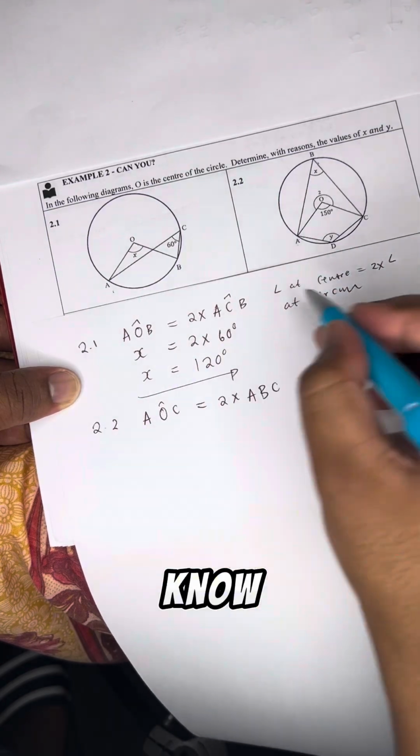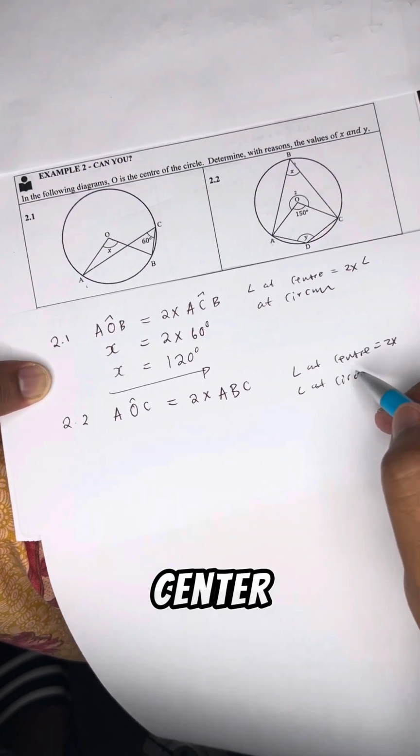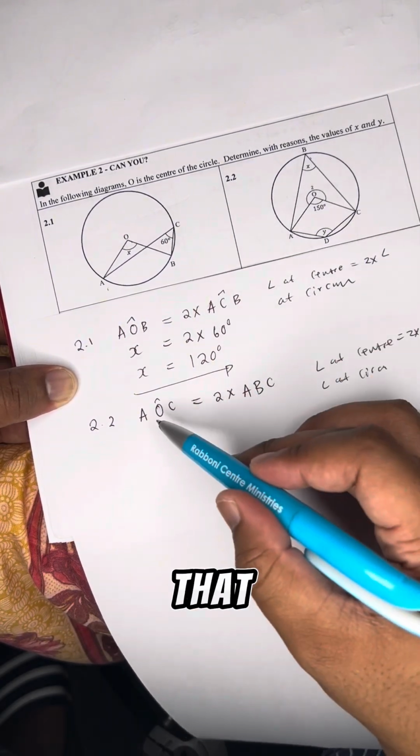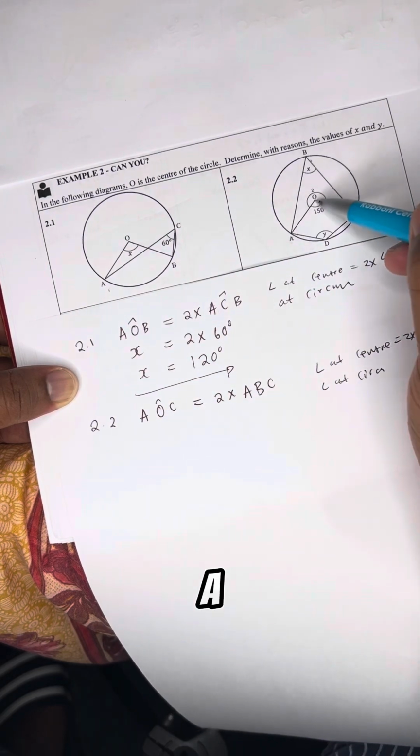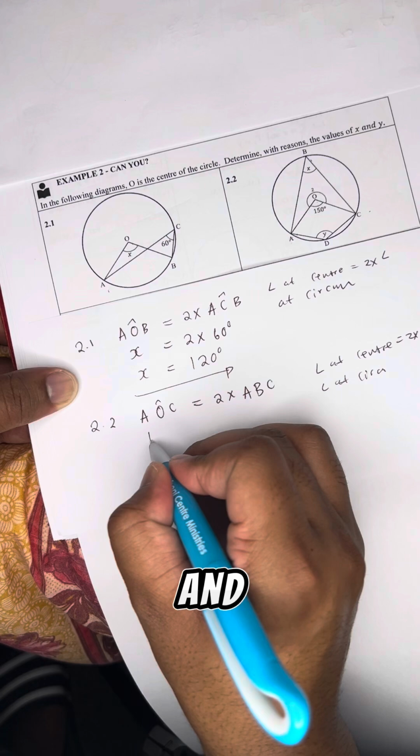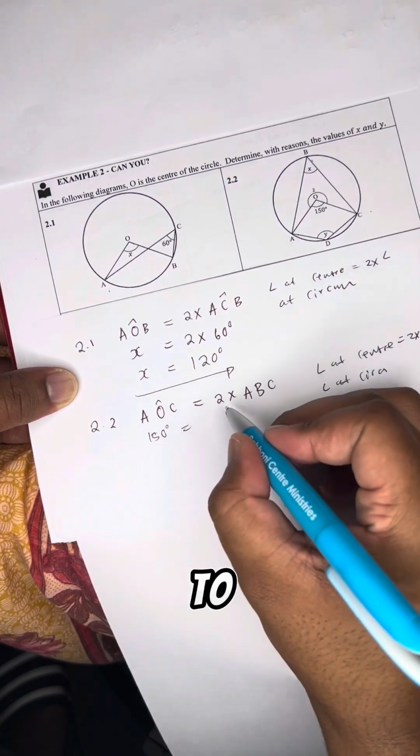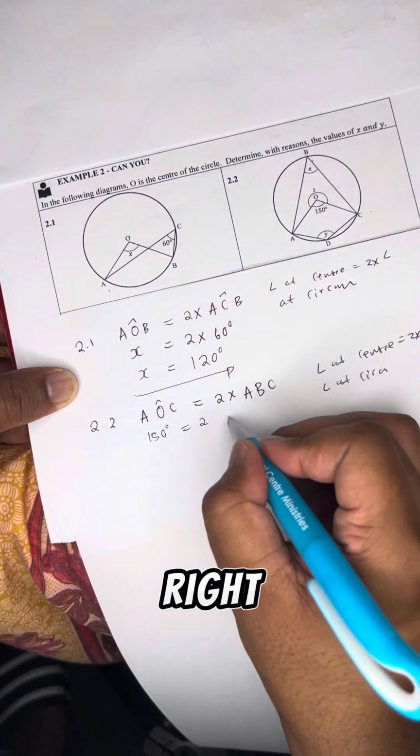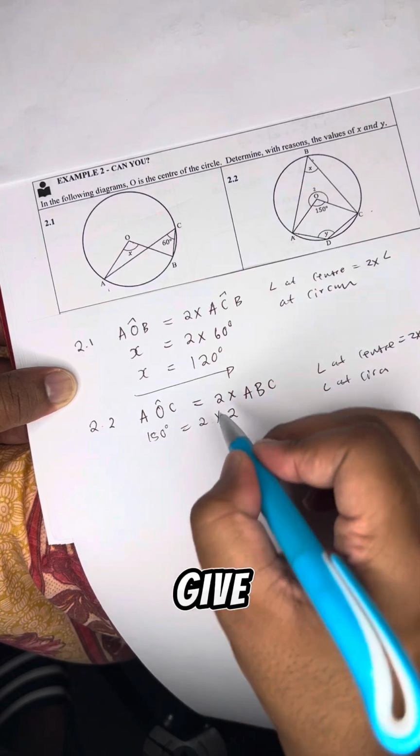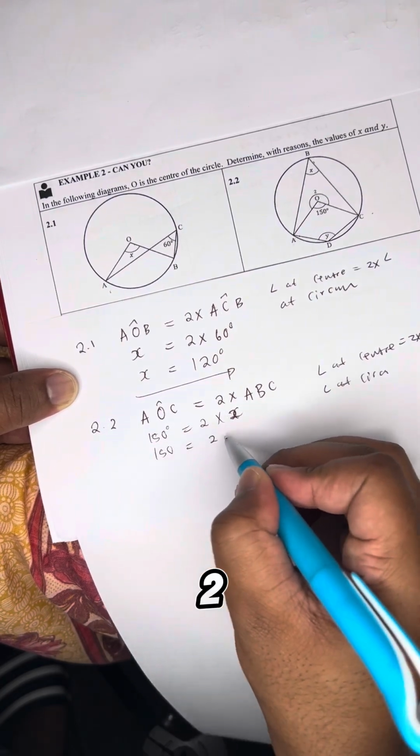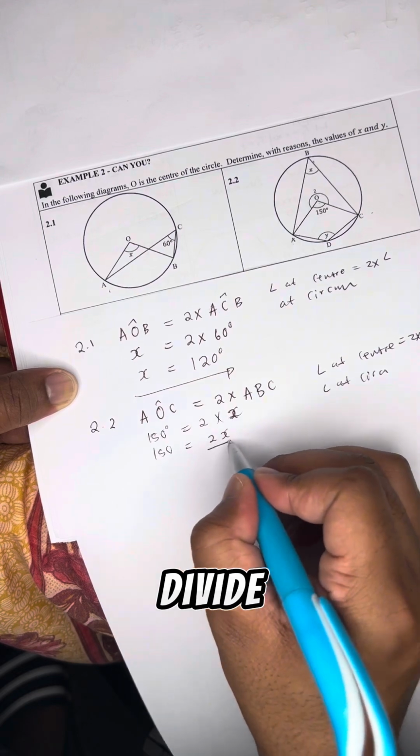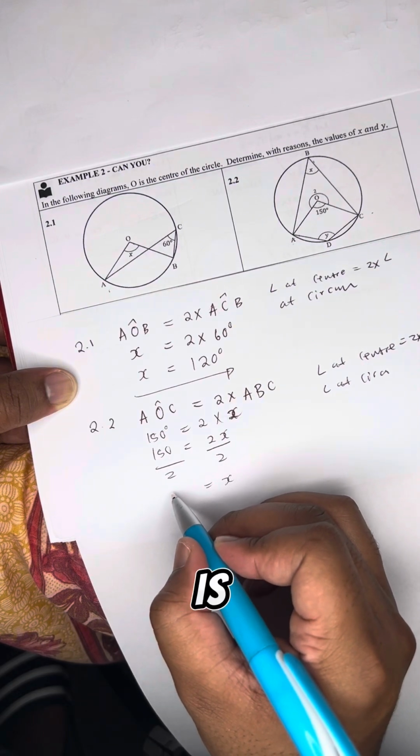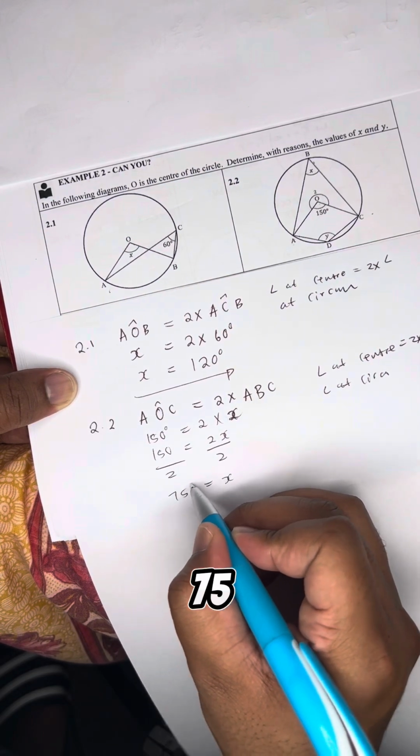Okay, the reason is still the same: angle at center is 2 times the angle at the circumference. And we're just going to substitute. Angle AOC is 150, so 150 degrees is equal to twice angle ABC. We know that ABC is equal to x, so 150 degrees equals 2x. We're looking for x, so we divide both sides by 2. Then our x value, 150 over 2, is 75 degrees.